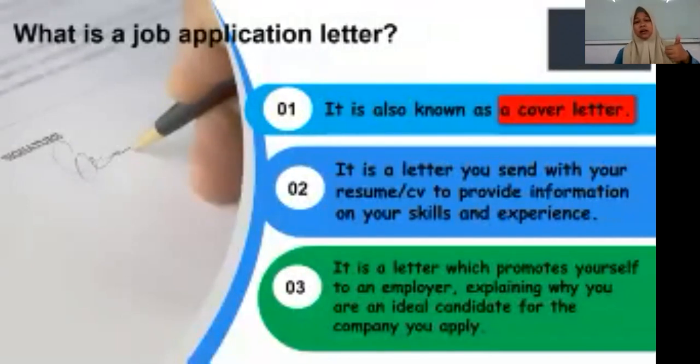So it has another name, and the name is a cover letter. And number 2, it is a letter that you send with your resume or CV, explaining the position that you apply for at the company. And it is also a letter that promotes yourself to the employer, telling why you are an ideal candidate for their company. So I hope you can define a job application letter well next time by knowing this information. So we go to the next step.